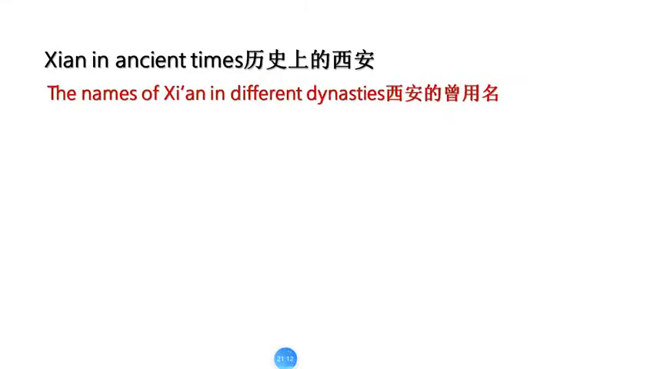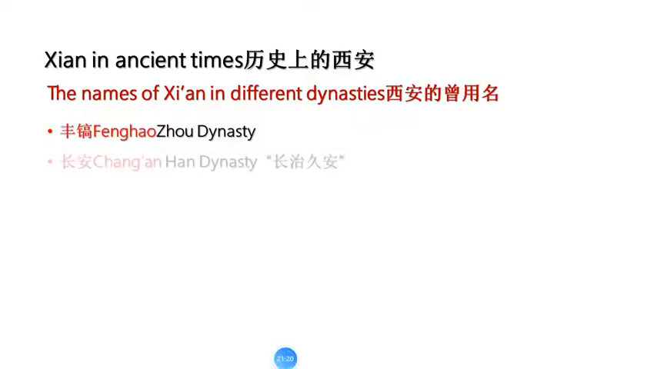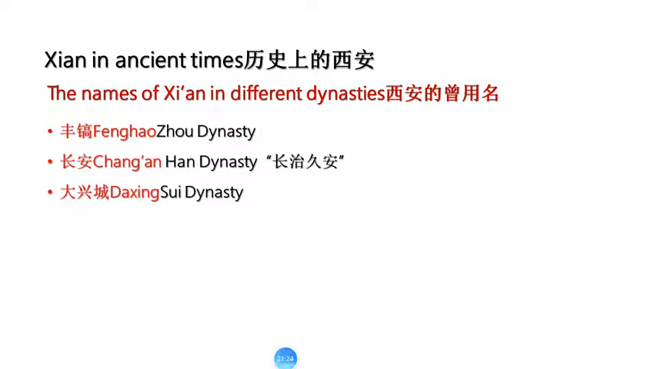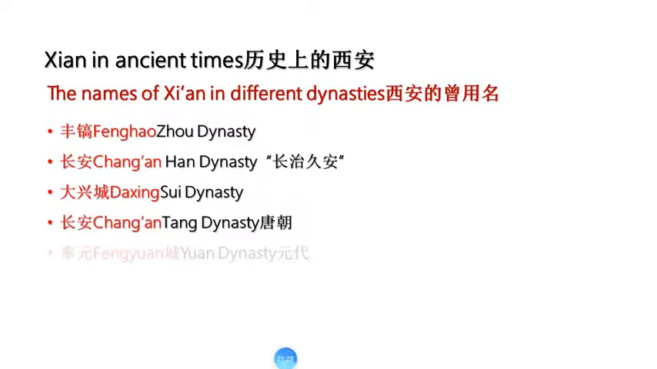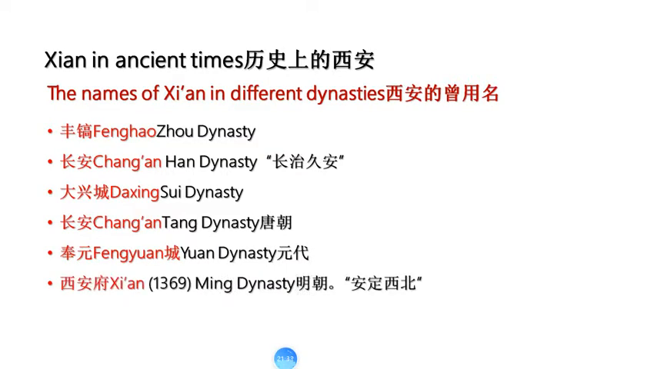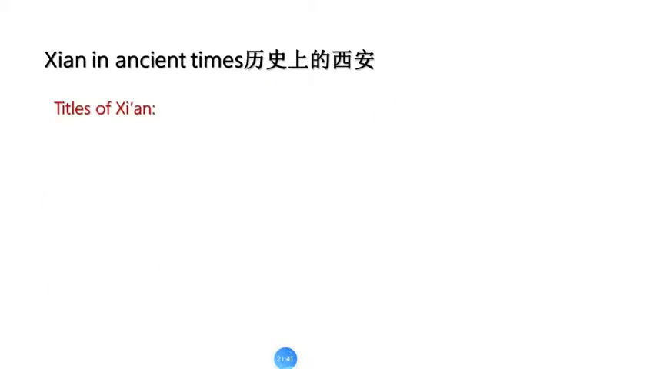Xi'an in ancient times, the names of Xi'an in different dynasties. Feng Hao in Zhou Dynasty, Chang'an in Han Dynasty, Daxing in Sui Dynasty, Chang'an in Tang Dynasty, Feng Yuan in Yuan Dynasty, Xi'an in Ming Dynasty. The name of Xi'an started from 1369. The titles of Xi'an.